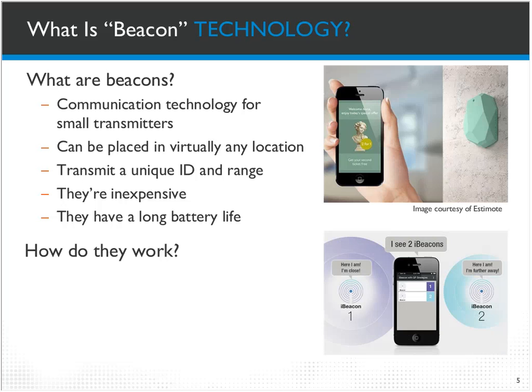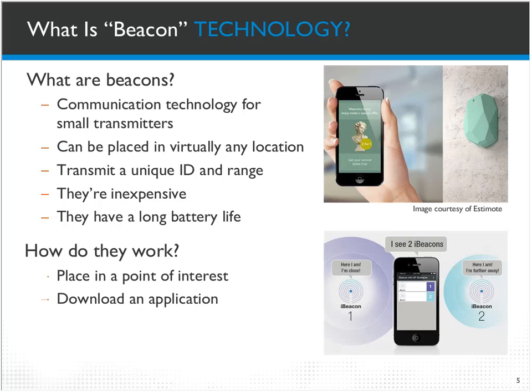So how do beacons work? Beacons emit, like we were saying, a signal continuously. The first thing is that a beacon needs to be placed near a point of interest. So you may have multiple beacons inside of a single geographic location.